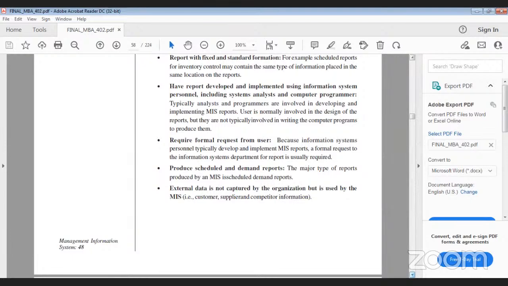Periodic and on-demand reports: the major types of reports produced by an MIS are periodic and on-demand reports. External data is not captured by the organization but is used by the MIS, such as customer, supplier, and competitor information.